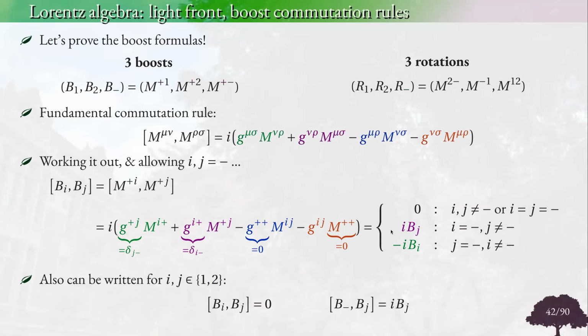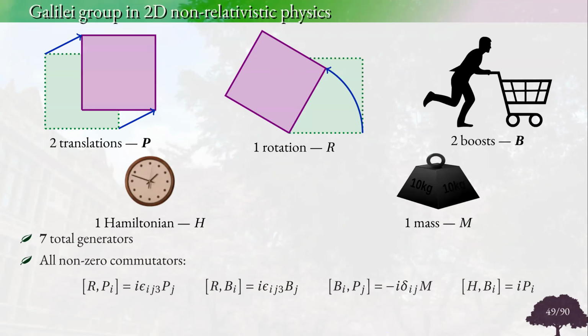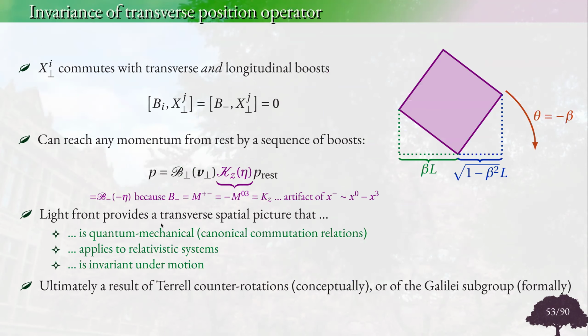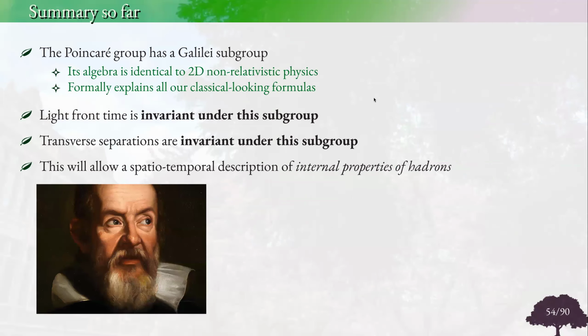And the last summary slide, we went over the Galilei subgroup of the Poincare group. Its algebra is identical to the algebra of the two-dimensional non-relativistic Galilei group, which formally explains all of these formulas that look kind of like non-relativistic formulas, except that we have p plus where we would normally have mass, and we have x plus as our time. We found that light front time is invariant under this group. That's actually basically how we define the group. And transverse separations are also invariant under this group.